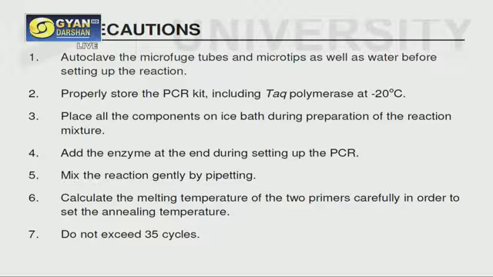Mix the reaction gently. Calculate the melting temperature of the 2 primers. I told you the formula: twice AT plus 4 GC. This is the formula by which you can calculate. And do not exceed 35 cycles. Try to keep it at 30. Max to max 35. So those are the points which you should consider when you are doing the PCR reaction. So this is a very important experiment for molecular biology. Isolation of genomic DNA, doing the PCR, these are very common experiments.